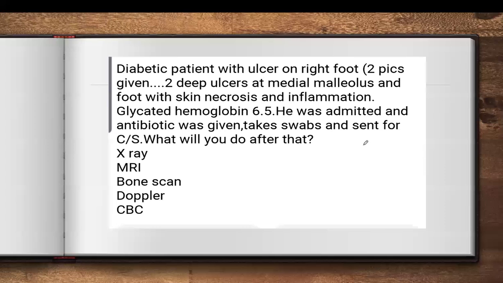Next, diabetic foot. Very important for exam. You need to understand each and everything about diabetic foot to get a proper eye to get it right in the exam. So let's talk about diabetic foot. A diabetic patient with an ulcer on his right foot.